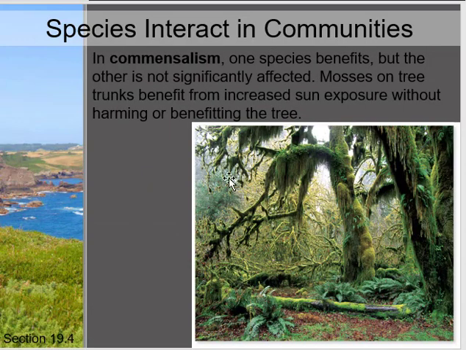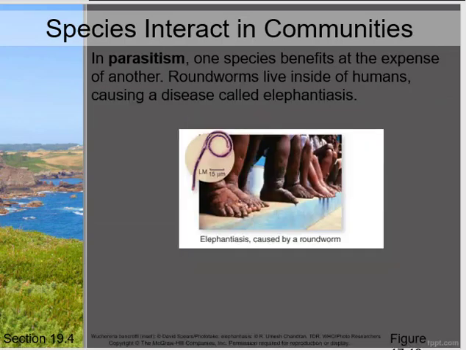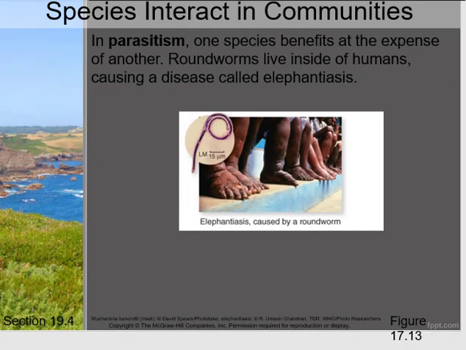Commensalism. Some of these air plants, mosses, things like that, they benefit from increased sun exposure without harming or helping the tree. They just live up here in the top. Parasitism. One species benefits at the expense of another, so you don't want parasites.